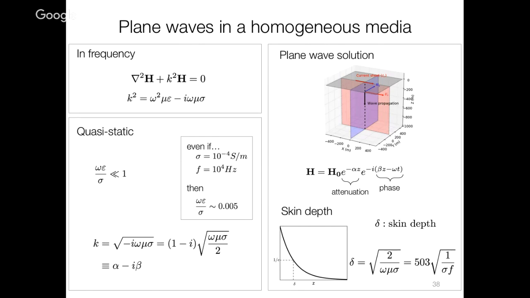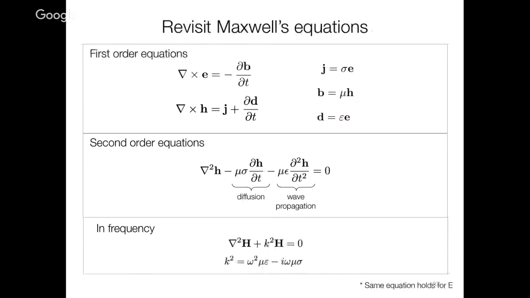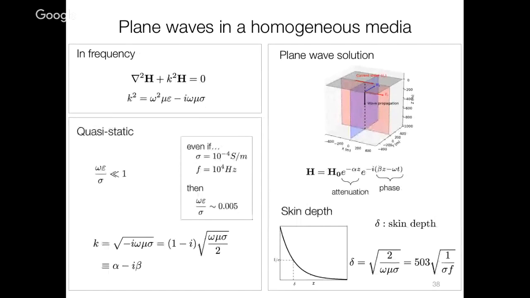Let's rewind here. Sorry about that. Combine everything into this second order term, and then we end up with something that looks like this. So this is what's called a vector Helmholtz equation, and K is the wave number. It's got these two terms. Make this term small, which it generally is, then we can just get that K is given by this expression here. So K then becomes complex.